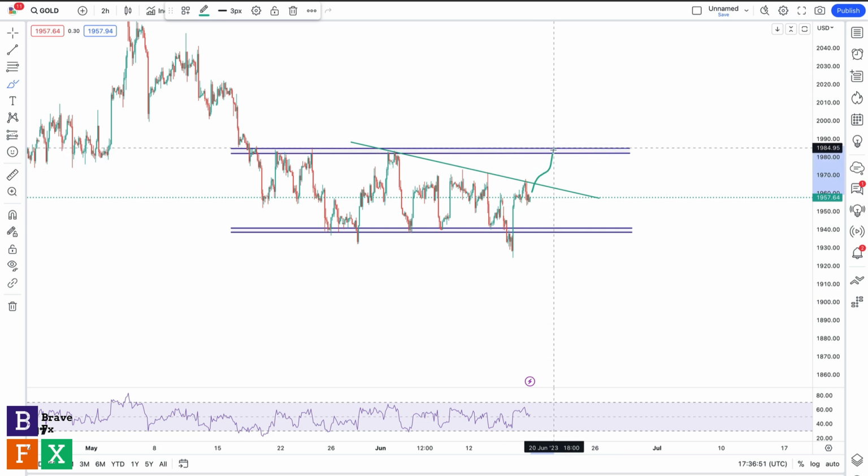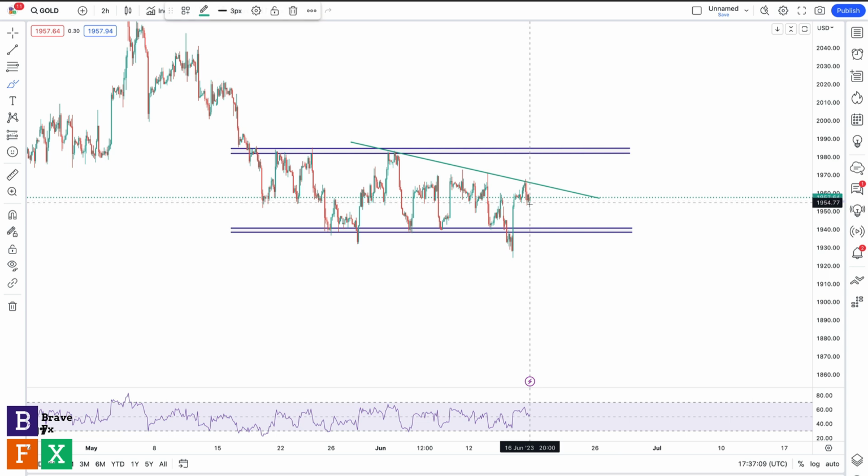So if we get a reversal candlestick pattern here, like a bearish engulfing candle, or a doji, or a very good inverted hammer, then I'm going to go short at this resistance level, aiming for these lows here, right? So that's the first case scenario to go short.